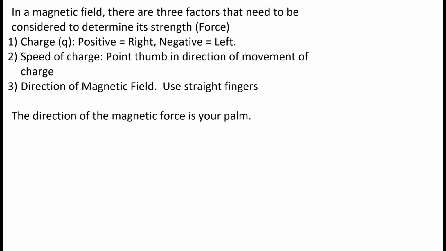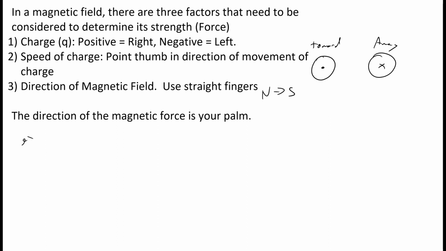We also need to know the speed of the charge. So we're going to point the direction in movement of the charge. Yet again, if we have a dot like this, it means it's coming towards. And if we have something that looks like this, then it's moving away. And the last part is the direction of magnetic field. We're going to use our straight fingers, and our fingers point from north to south. The direction of magnetic force is your palm.